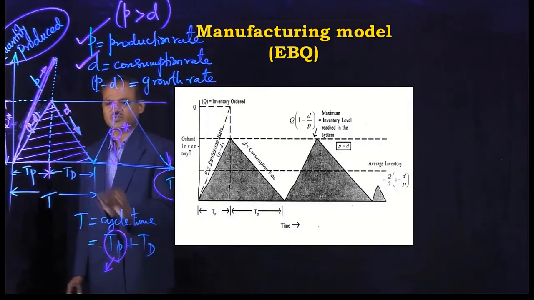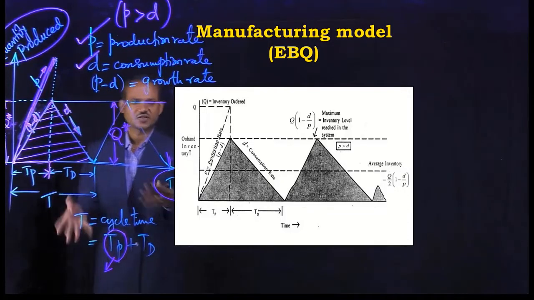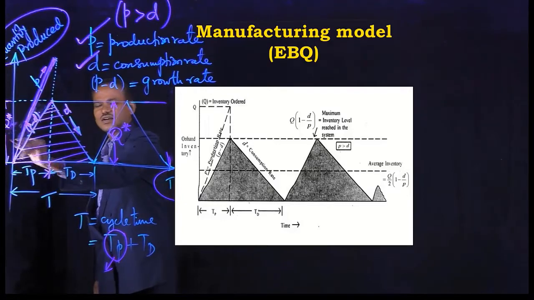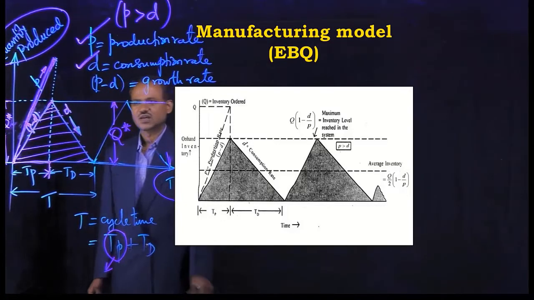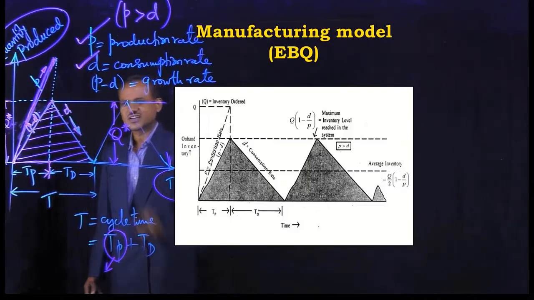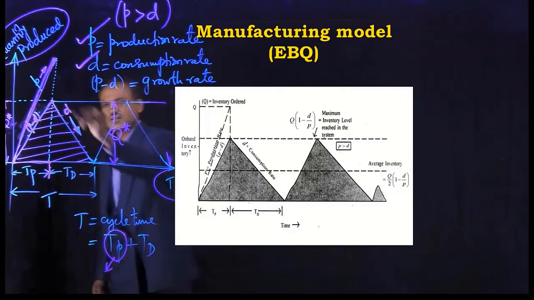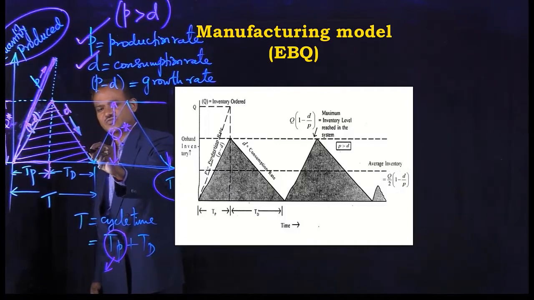Production stops. So production continues up to TP. After that, production stops. After reaching the optimum stock level, production stops. Next, only consumption is there. What is the consumption rate? Small d. Small d is the consumption rate. Our produced stock will be reduced like this, depending upon the time.